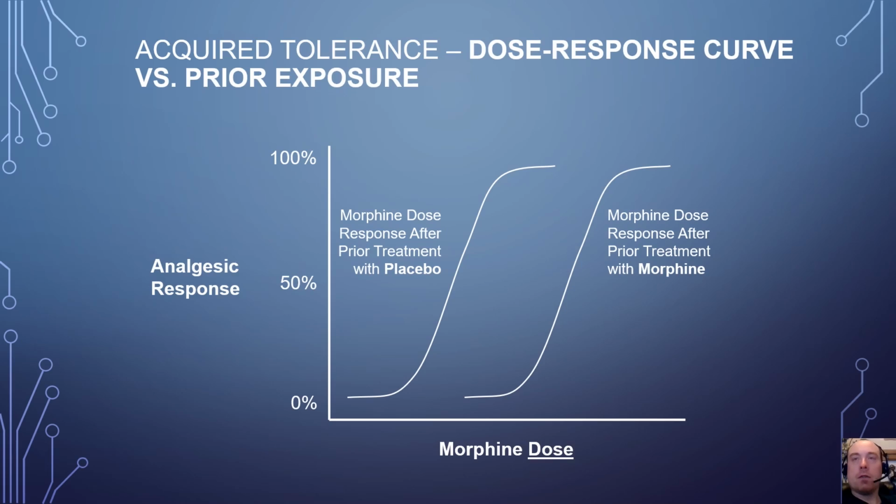So there are two ways of looking at it: the time dependence, and then the dose of the medication that you were previously exposed to would have a bearing on how much tolerance you have. So if you had nothing, right, no dose, and just placebo, you would have no tolerance.